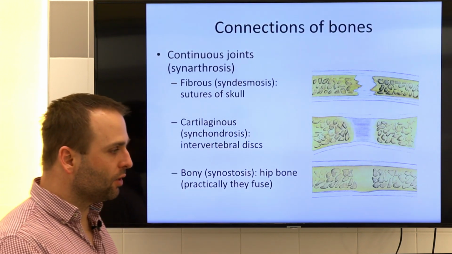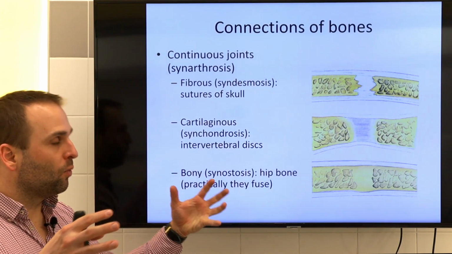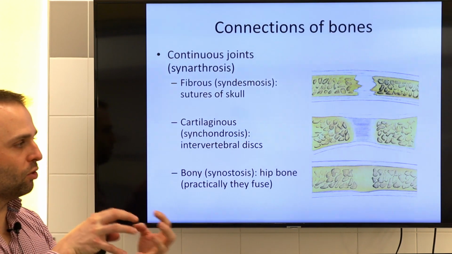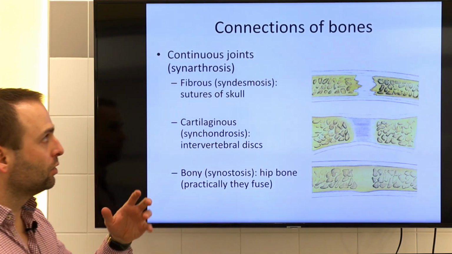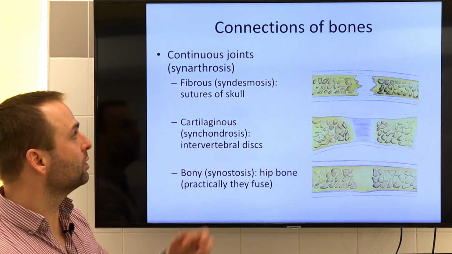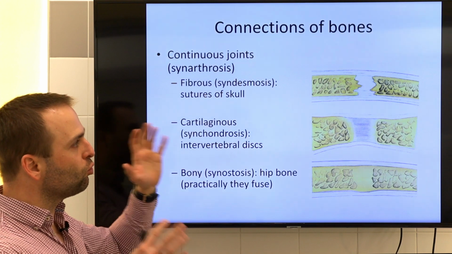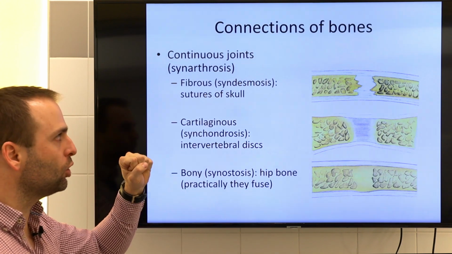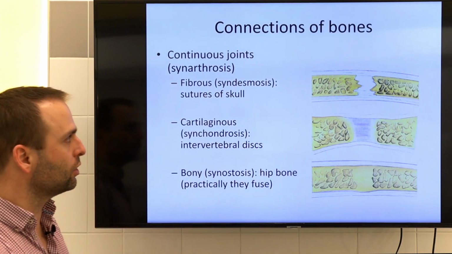So these were the individual bones. We have to put them together in order to make the skeletal system. So we need to talk about the connections, the possible connections of bones. First of all, you have 2 major types. You have the continuous joints and the so-called discontinuous joints.